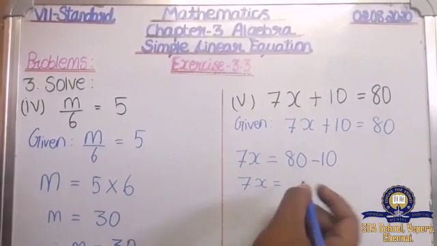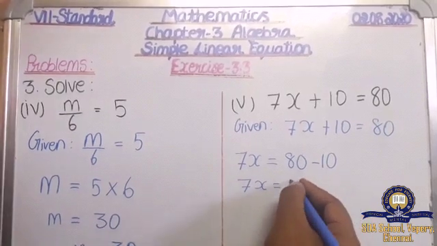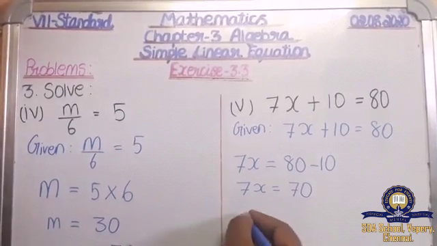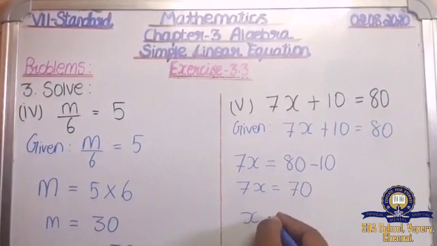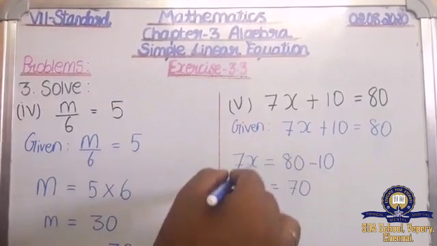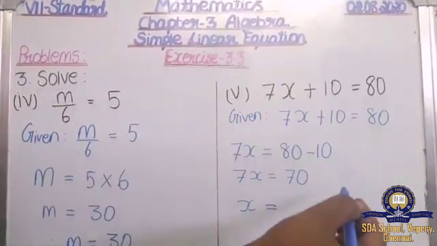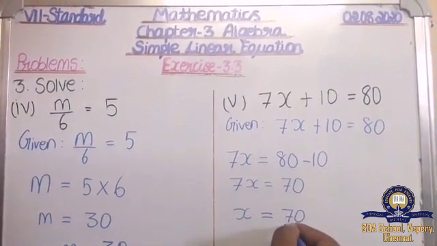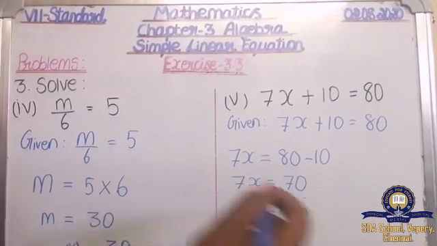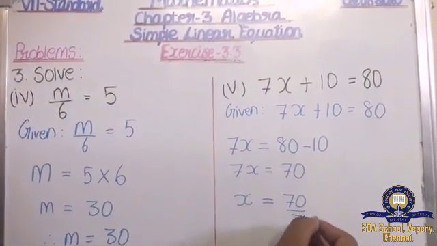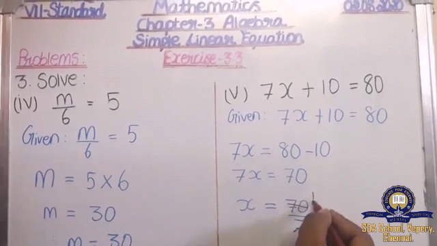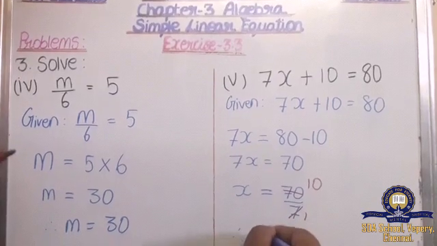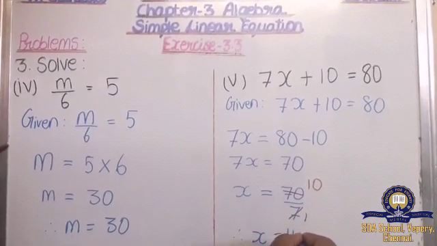First we need to subtract these two values. 80 minus 10 we get 70. Now we can find the value of x. So keep x on the left hand side. x is equal to 70 by 7, since 7 is a multiplication, it goes to the other side and becomes divide. Now we cancel. 1 seven is 7. 10 sevens are 70. Therefore, we find the unknown variable x is equal to 10.